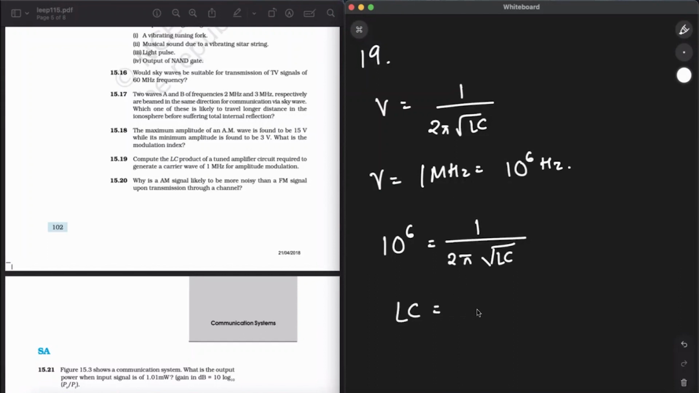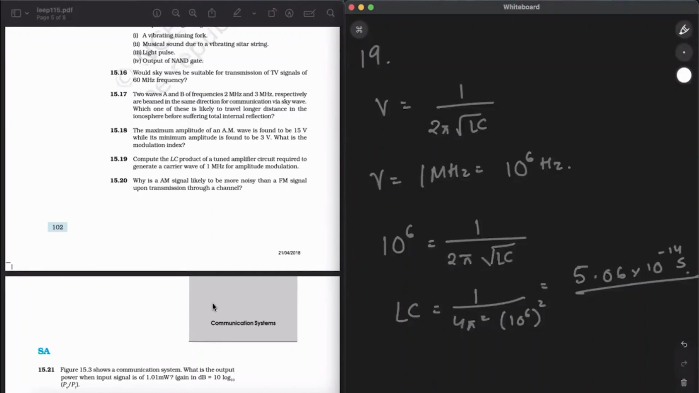Then we can write LC as 1 upon 4 pi square into 10 to the power of 6 whole square, and that will be equal to 1 divided by 4 pi square into 10 to the power of 12, which leaves me with 5.06 into 10 to the power of minus 14 seconds square. Alright, hopping on to the next question.